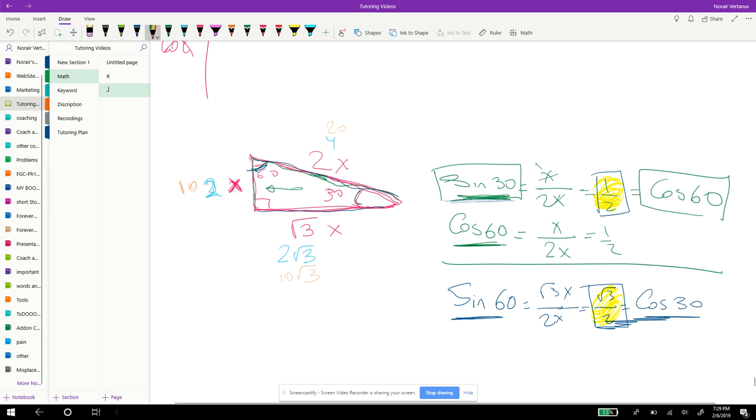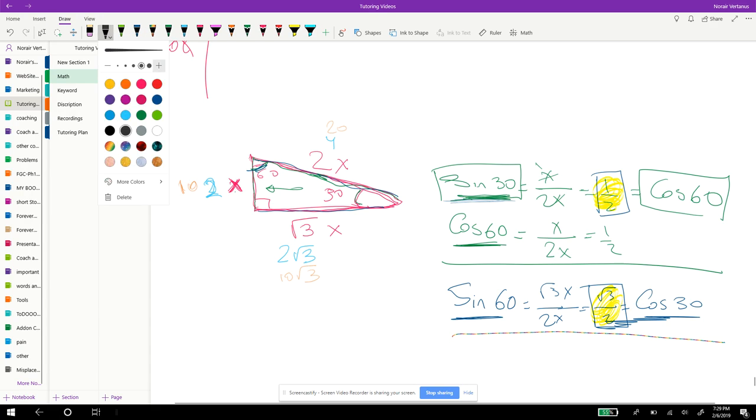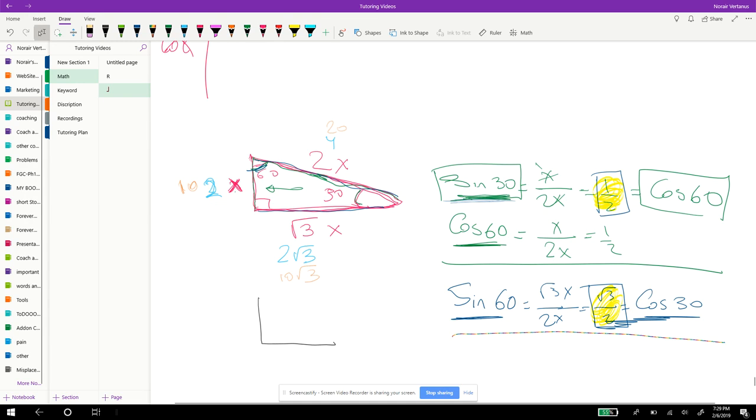So the third one. Oh, that's a fancy color. 45, 45. In this case, we don't have it, so I need to draw a 45, 45 triangle like this. That's a special right triangle, so that's 90. Therefore, this is also 45. So they add up to 180. So if this is x, what is that one?